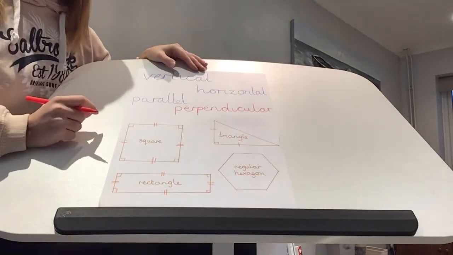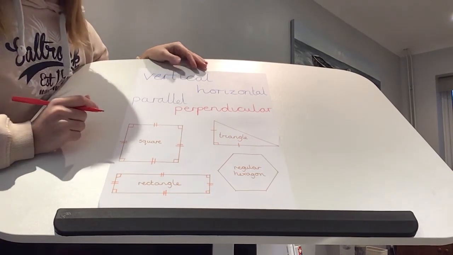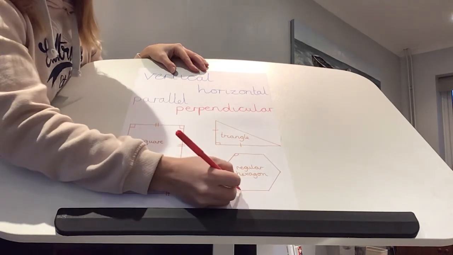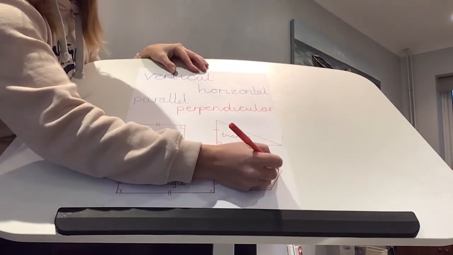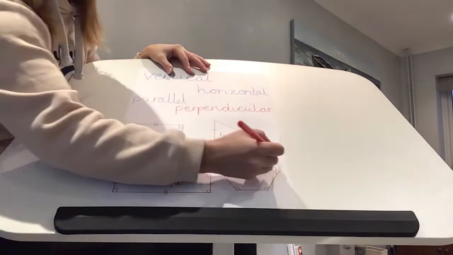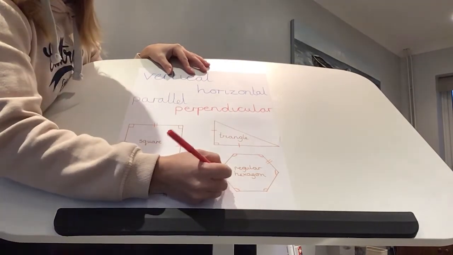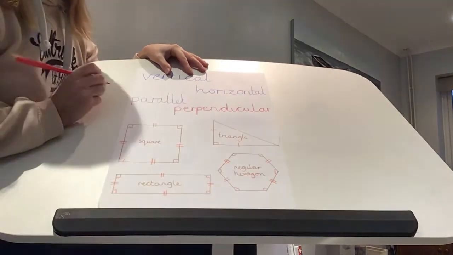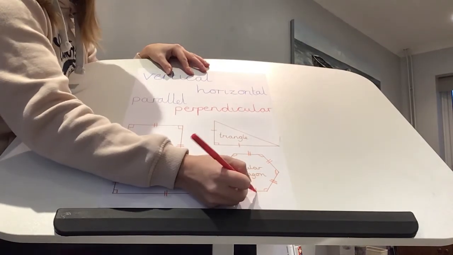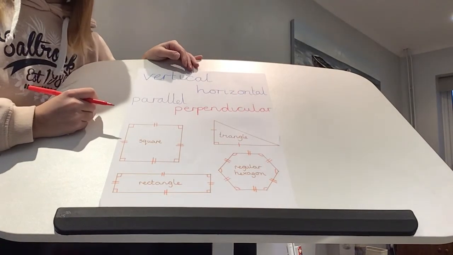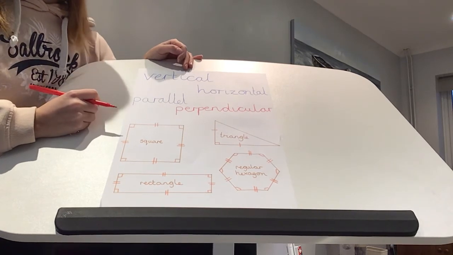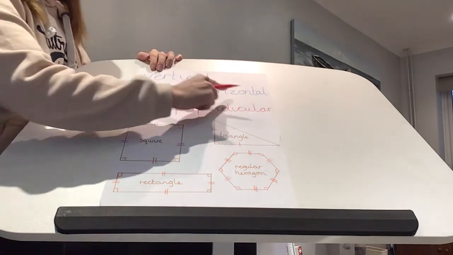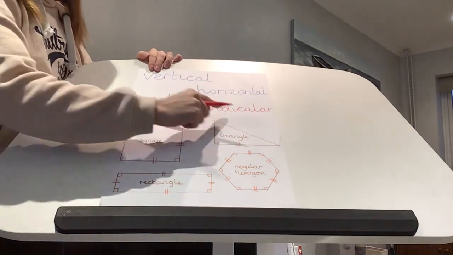Coming on to our regular hexagon though, again we haven't got any perpendicular lines because these angles are all bigger than a right angle. However, we have got some parallel lines. So here, this side is parallel to this side, and this side is parallel to this side. So there you can see within our shapes we have got some of those different types of lines. So we've got vertical, horizontal, parallel and perpendicular.